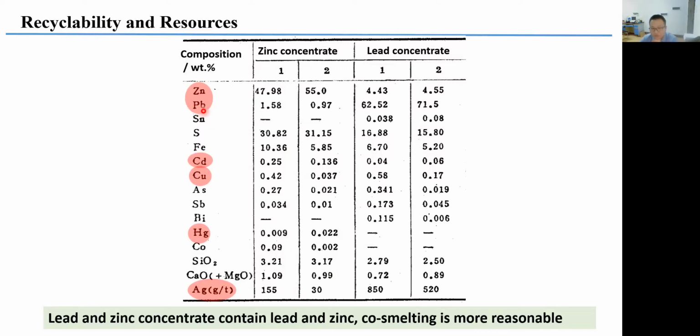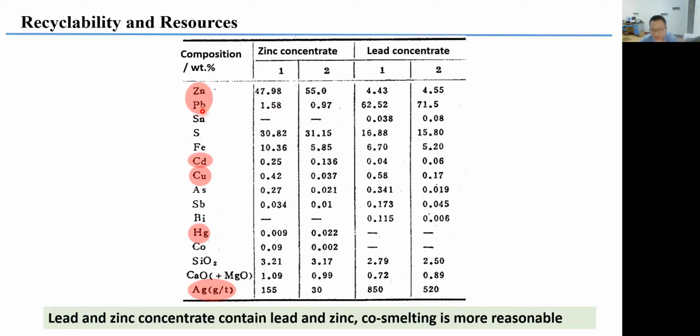The first one, we are talking about lead. So lead content is around 1%, and along with the depletion of high quality resources, the lead content in zinc concentrate is increasing dramatically nowadays. So it can be several percent.